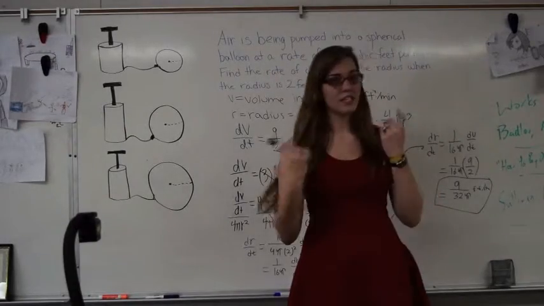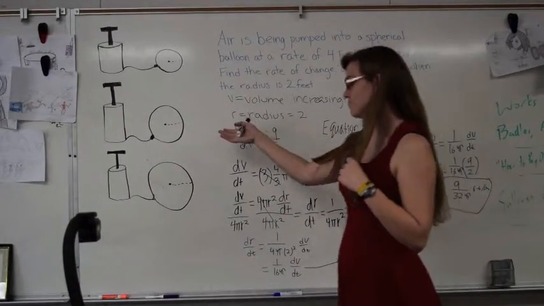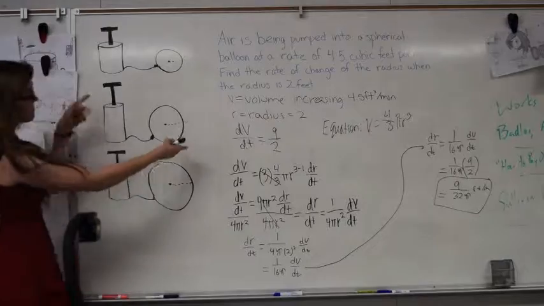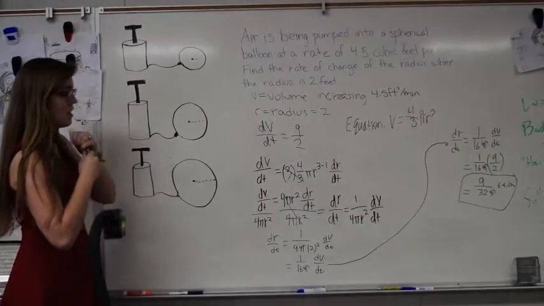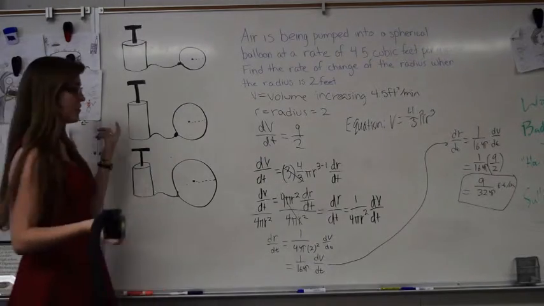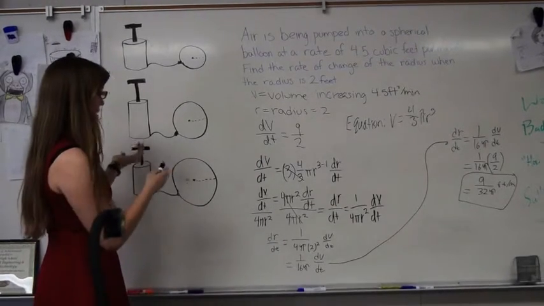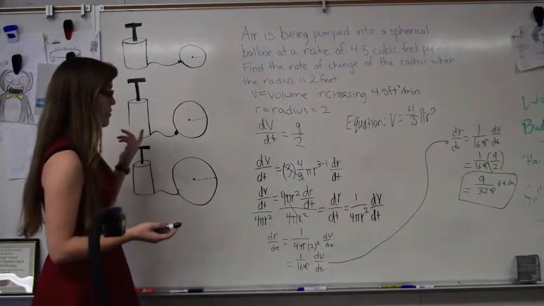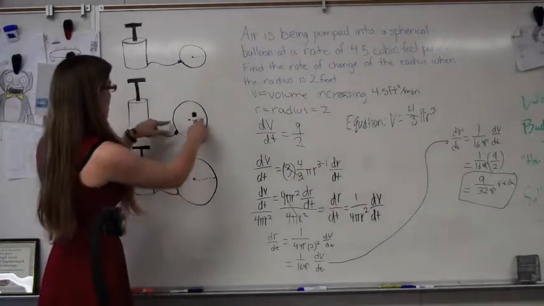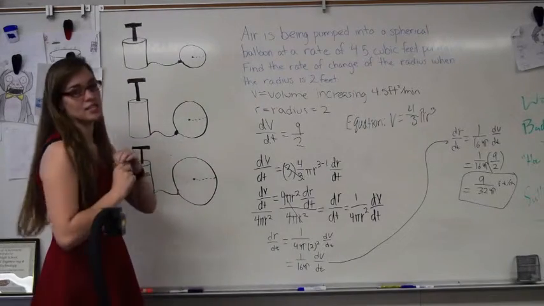Okay, so in this example, the volume is increasing at a constant rate. However, the radius is increasing at a variable rate. And just because two rates are increasing, or they're related, it doesn't necessarily mean that they're proportional. In this particular example, the radius is growing more and more slowly as time passes.